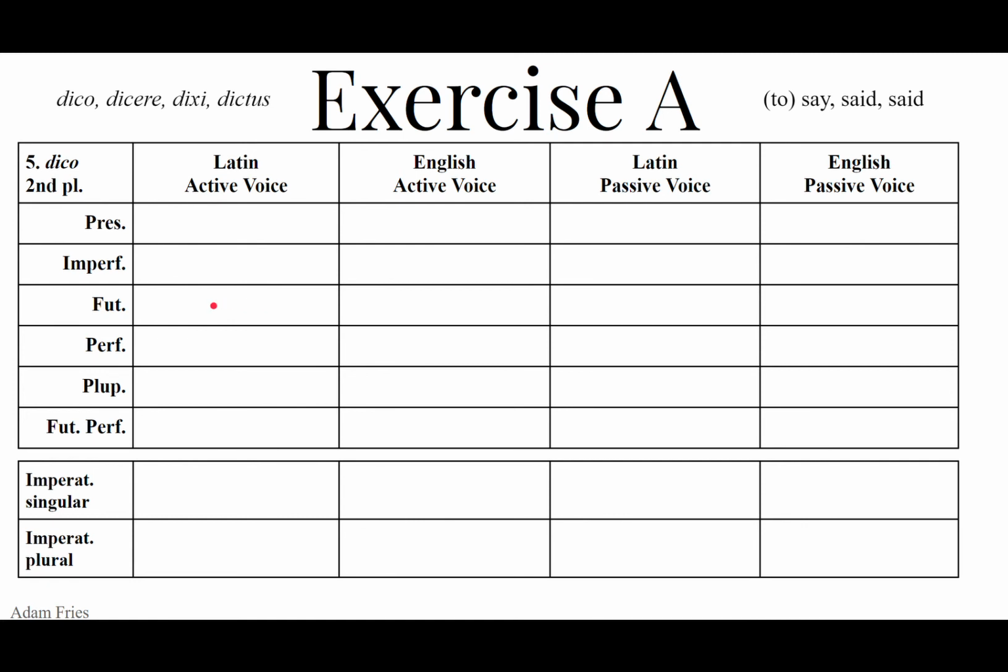Future, use the future endings for the third conjugation. Am, es, et, emus, etis, ent. So, we want etis. Dicetis. E-T-I-S. Dicetis. Ye will say. Ye shall say. Dicetis. The passive would be dicemini. Dicemini. Ye will be said.